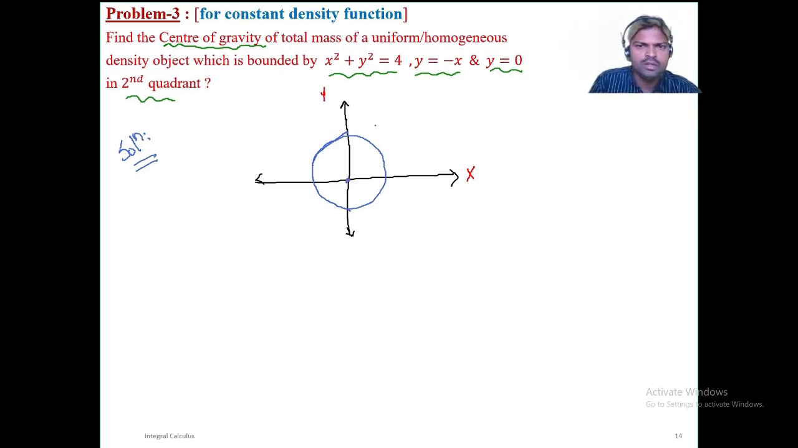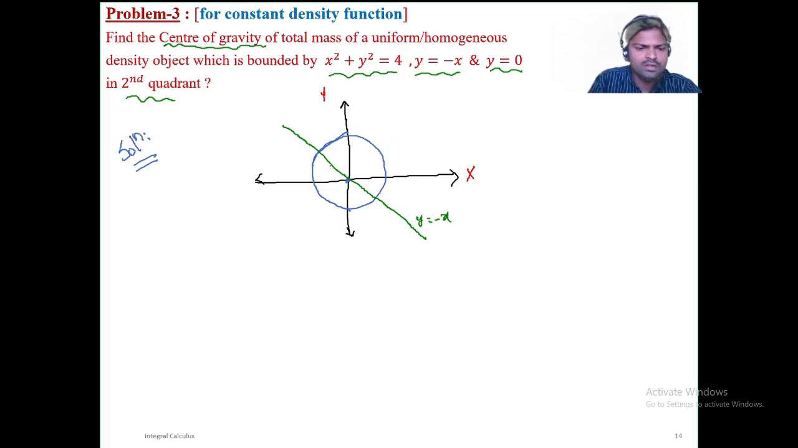Next, y is equal to minus x. Y is equal to minus x means this one. So this is y is equal to minus x. Next, y is equal to 0 means what? It is the x-axis. So we have a region bounded by the circle, this line and the x-axis in the second quadrant.